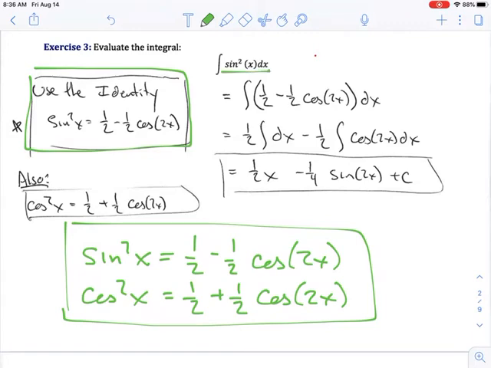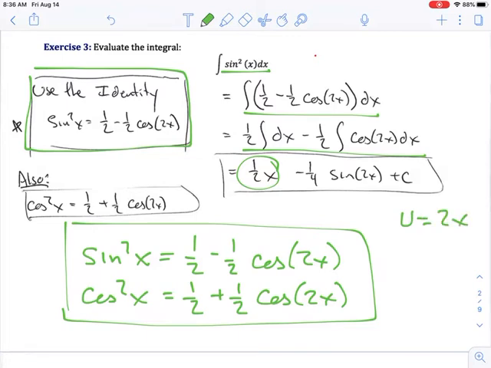So we simply substitute that in here. I then break it into two integrals. The integral of 1/2 dx minus the integral of 1/2 cosine 2x dx. Bring the 1/2s out in front. And so the antiderivative of dx is simply x times 1/2. And so then cosine of 2x, this is the antiderivative of cosine. This is basically a U substitution problem, but in this case, U is equal to 2x.